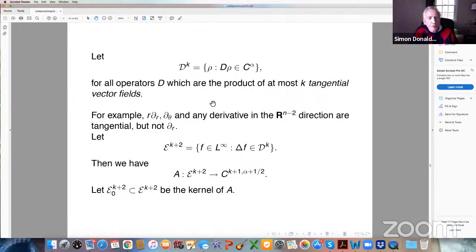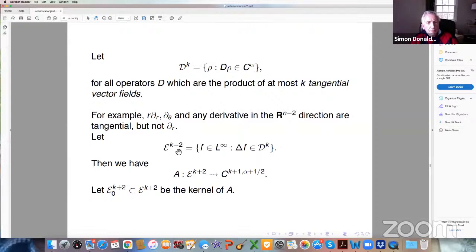So the fact that you have to do that is a feature of this sort of situation, because if we're working with functions like r^(1/2) or so on, then if you take enough derivatives in the r direction, they will become singular. So you can't hope to be able to control all the derivatives in the r direction.